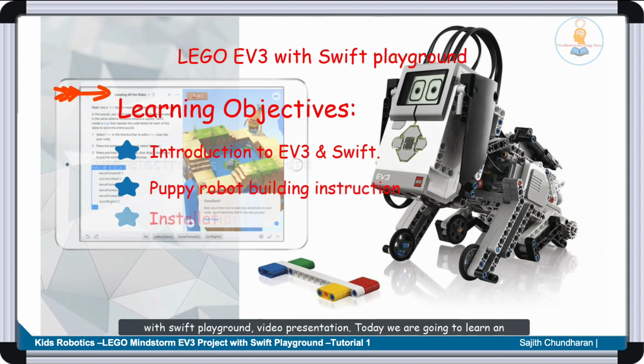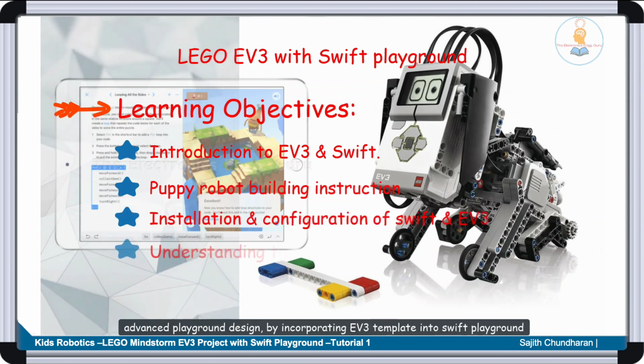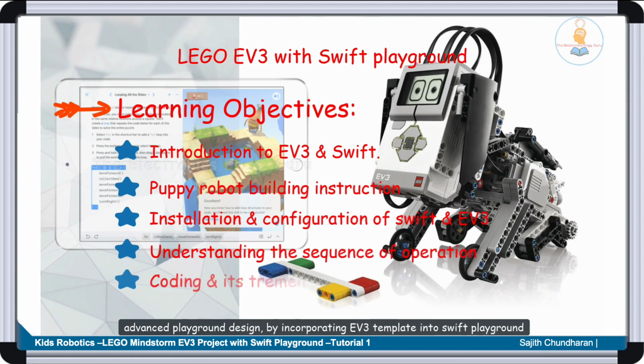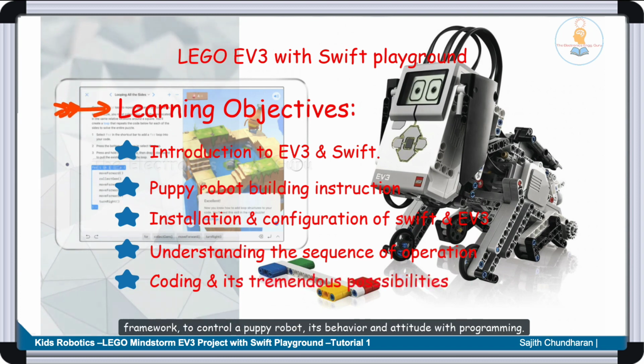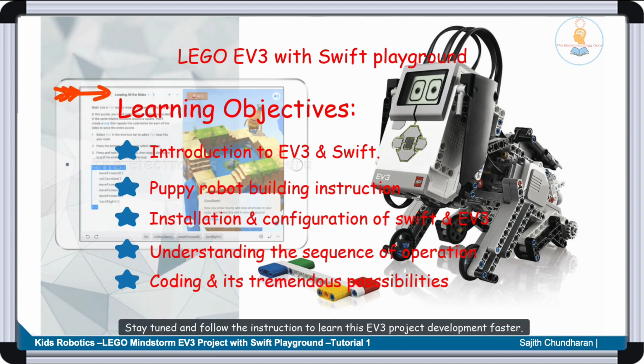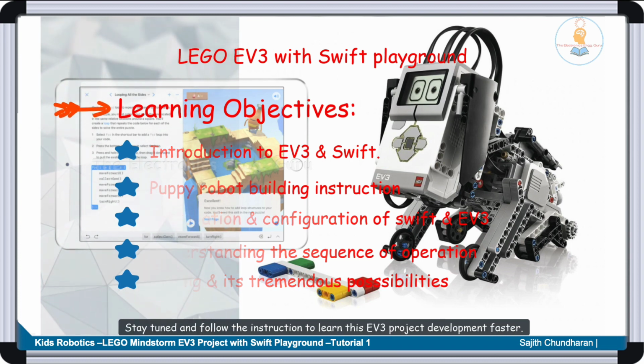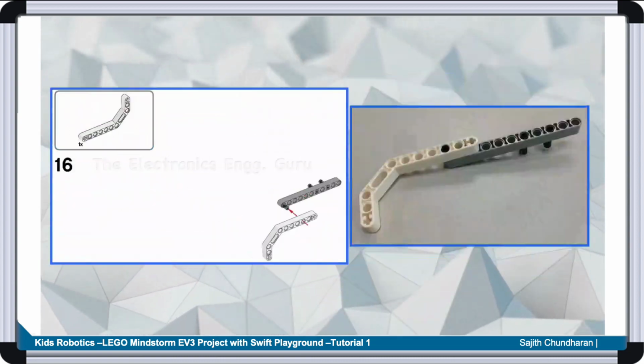Today we are going to learn an advanced playground design by incorporating the EV3 template into the Swift Playground framework to control a puppy robot, its behavior and attitude, with programming. Stay tuned and follow the instructions to learn this EV3 project development faster. Let's begin.